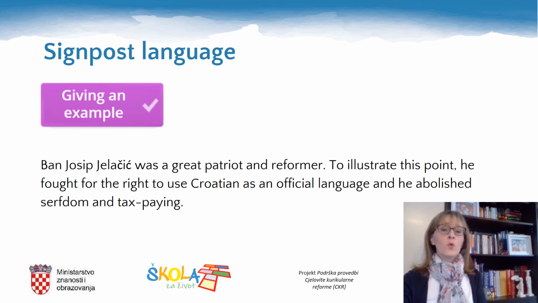You may also want to give an example. Just say something like, "Ban Josip Jelačić was a great patriot and reformer. To illustrate this point, he fought for the right to use Croatian as an official language and he abolished serfdom and tax paying."